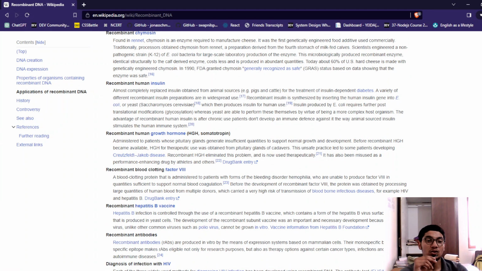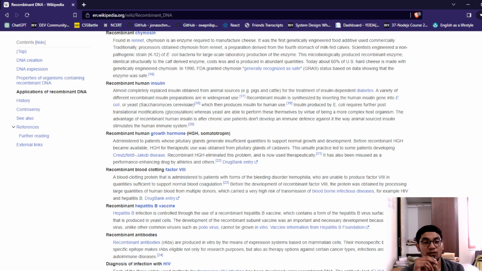Recombinant human insulin has almost completely replaced insulin obtained from animal sources like pigs and cattle for treatment of insulin-dependent diabetes. A variety of different recombinant insulin preparations are widespread. Recombinant insulins are synthesized by inserting the human insulin gene into E. coli or yeast, which then produce insulin for human use. Insulin produced in E. coli requires further post-translational modification, which yeast are able to perform themselves by virtue of being a more complex host organism.